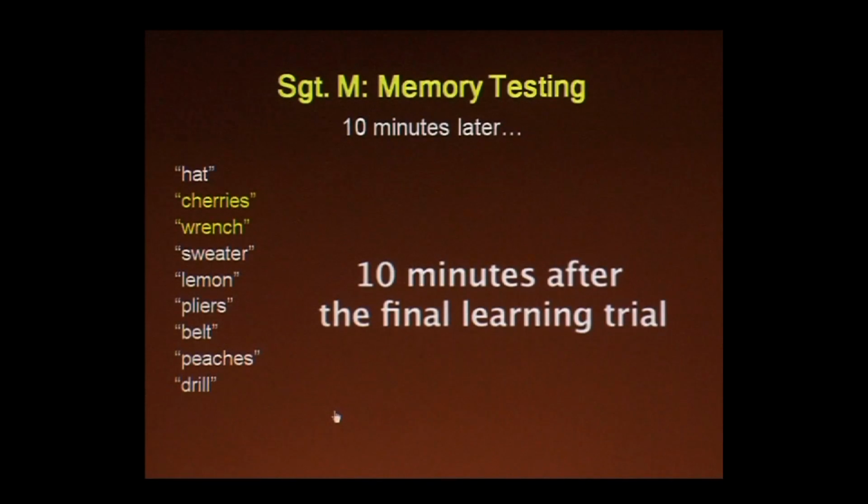Now, 10 minutes later, we've kept him busy with other tests, and then we ask him just to remember all the words that he can from the same list. And so pay attention here not only to the words that he remembers, but also to the errors that he makes.